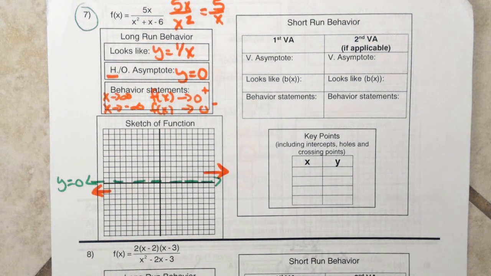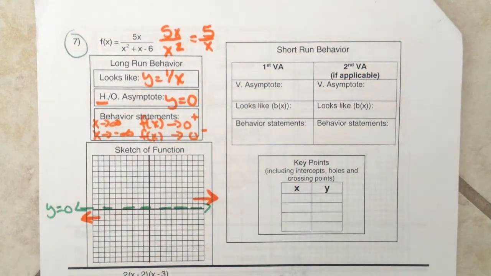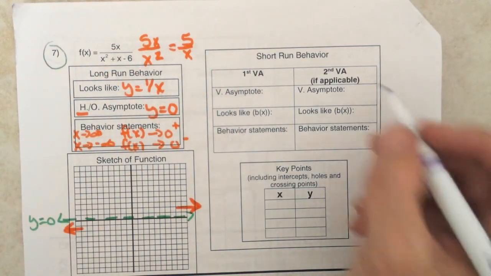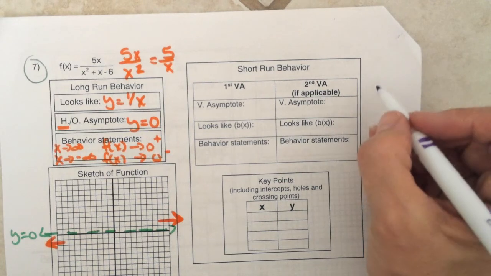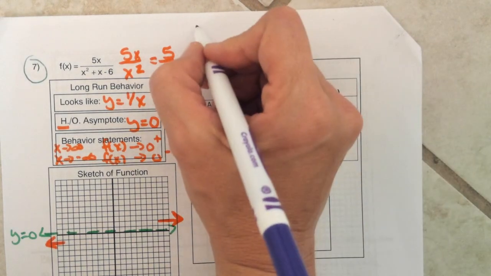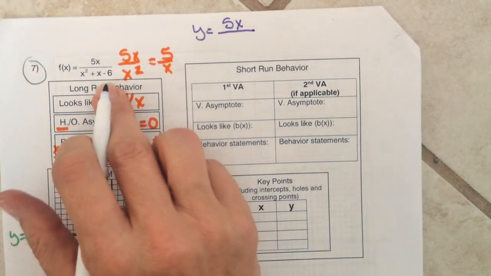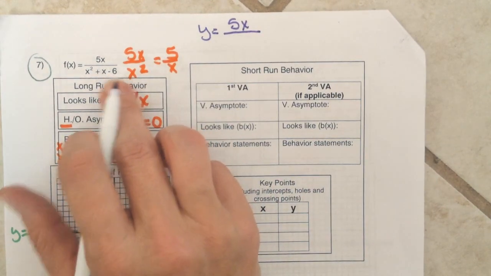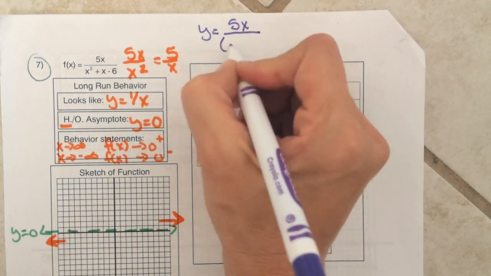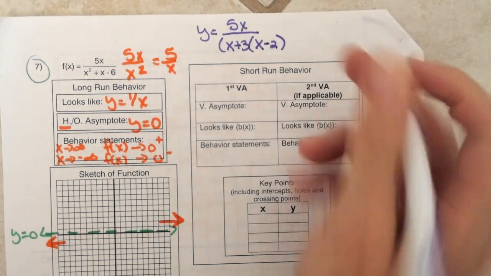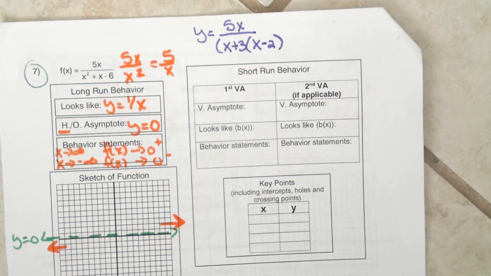Okay. Now we're going to come over here and do my short run behavior. To do the short run behavior, we have to factor this. So I'm going to do it right here. Y equals 5x over, I'm looking for what factors of negative 6 add up to positive 1. So that's x plus 3 and x minus 2. Now that I know what my factors are, I can do my vertical asymptotes.